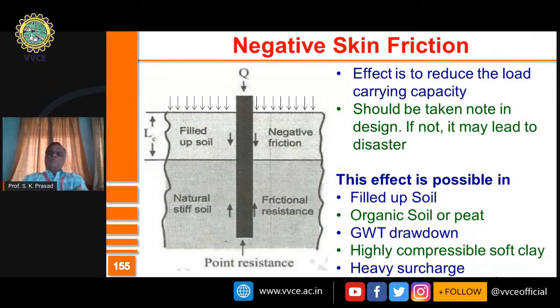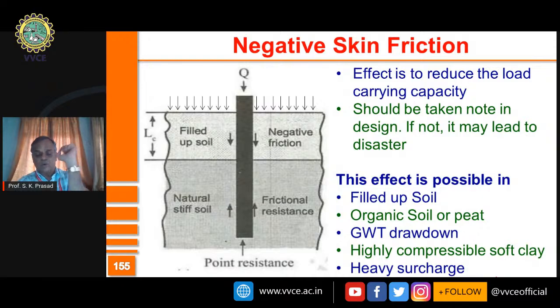Friends, I would like to talk about this aspect, negative skin friction. What is negative skin friction? Skin friction, you already know, is the one which resists the load. It adds to capacity. Sometimes this resistance will be opposite. This is negative. That means it is not going to increase the load carrying capacity, it's going to decrease. It is going to have a negative effect.